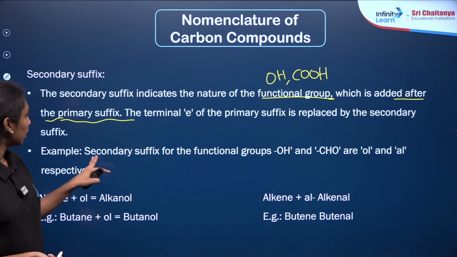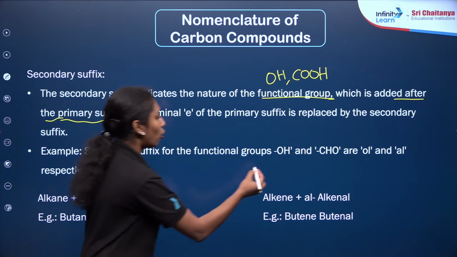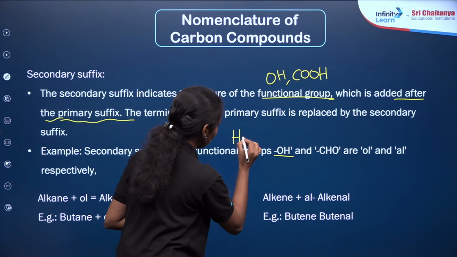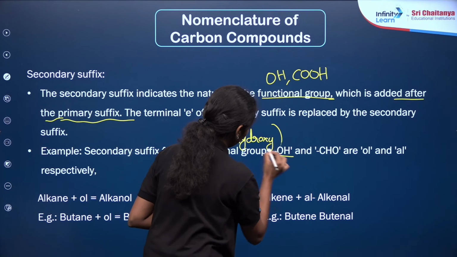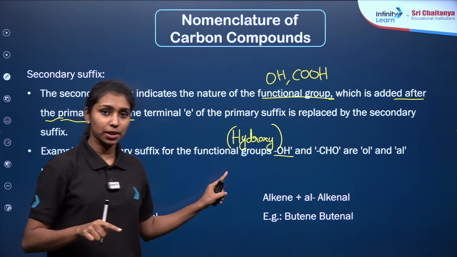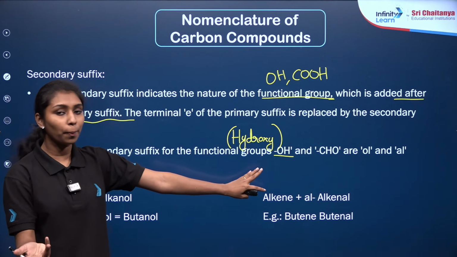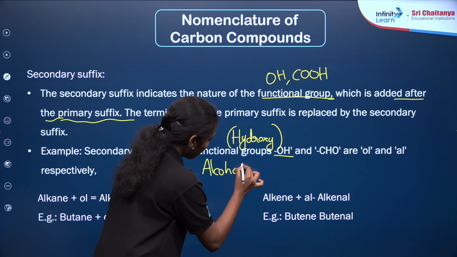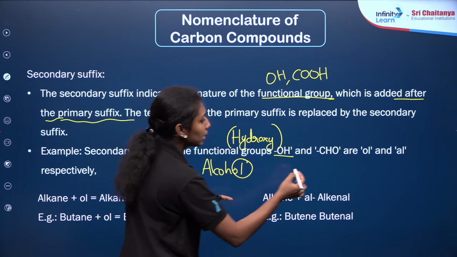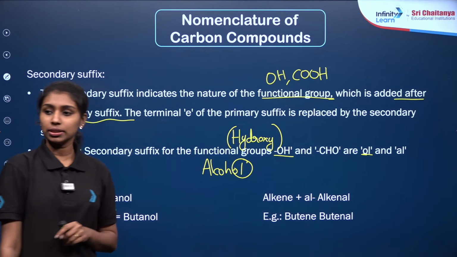So for example, the secondary suffix for the functional groups OH and CHO. OH means this is a hydroxy group. It gives the compound alcohol property. So OL will be the suffix for the OH group. Are you getting my point?